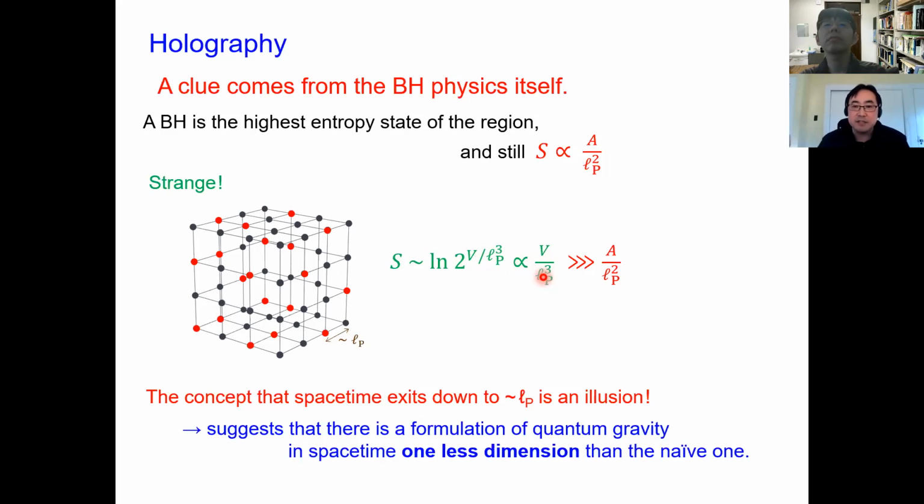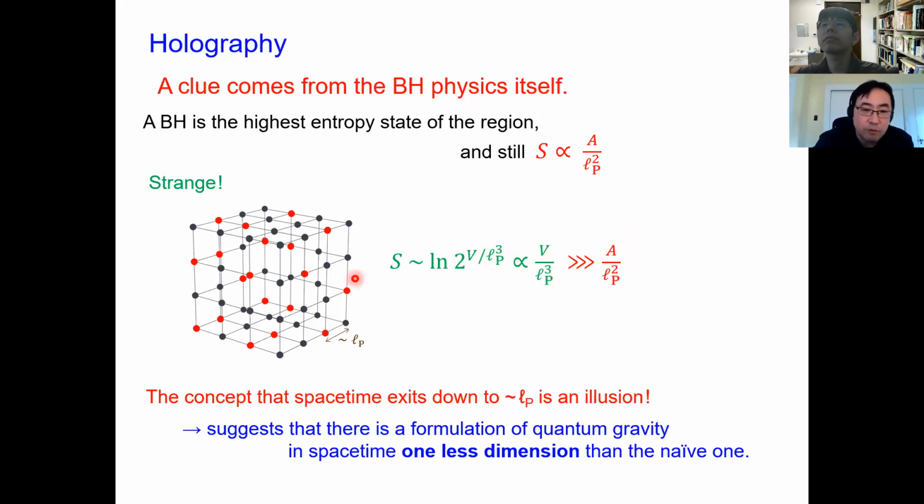Of course, you learn that entropy is an extensive quantity, and this is what you would expect. And this number is much larger than the area, because in Planck units, this is a square, this is a cube, okay? So this means that the concept that space-time exists down to the Planck length in a usual way is just an illusion, okay? You don't have that many degrees of freedom, okay?